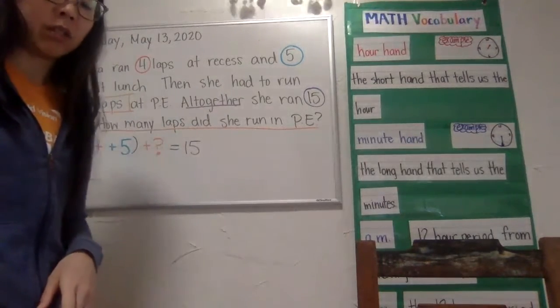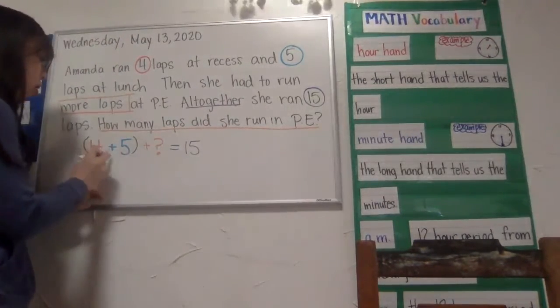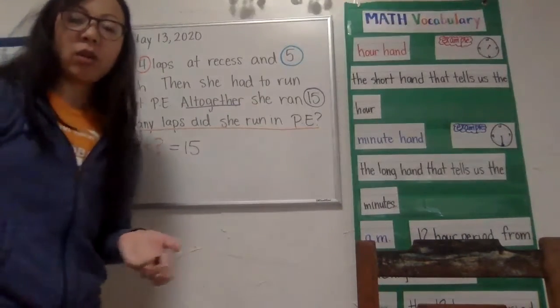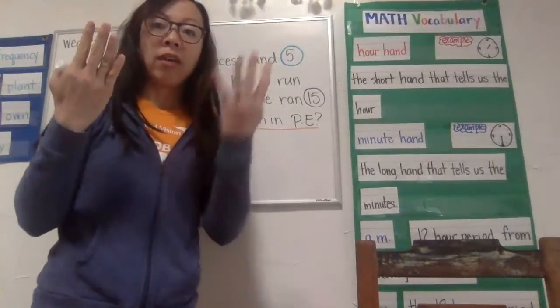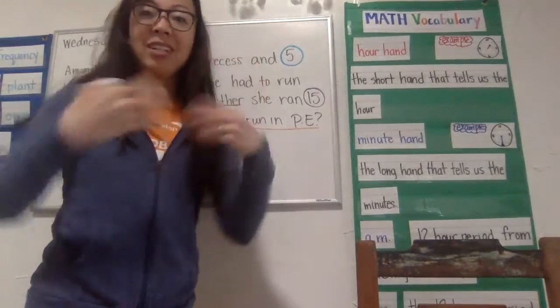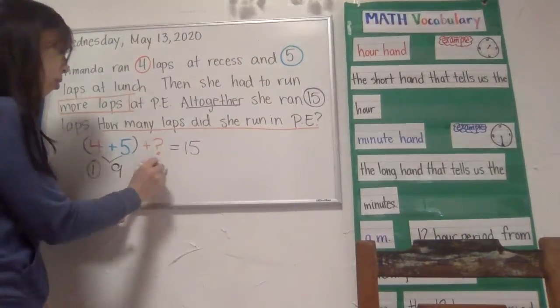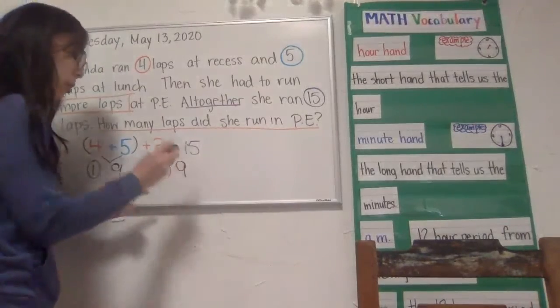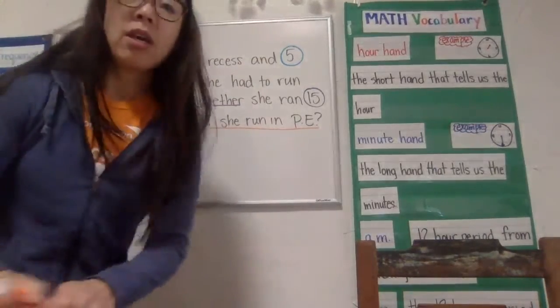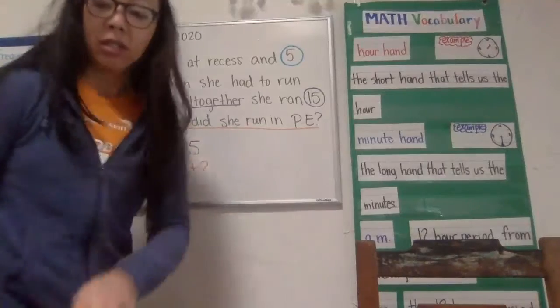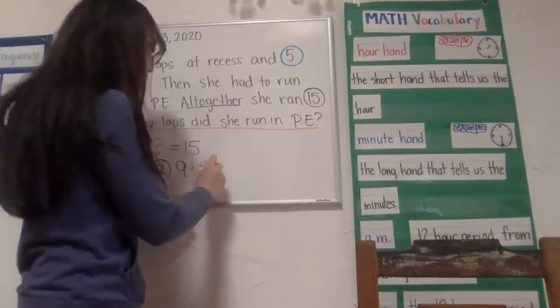Let's go ahead and solve this equation. So step 1, we're going to solve 4 plus 5. Well, that's a quick math fact. So we know 4 plus 5, 4 and 5 more, 5 more is 9. So done, solved. So now step 2, we can take the 9 that we already solved. And then we're going to figure out what do we have to add to 9 to equal 15.